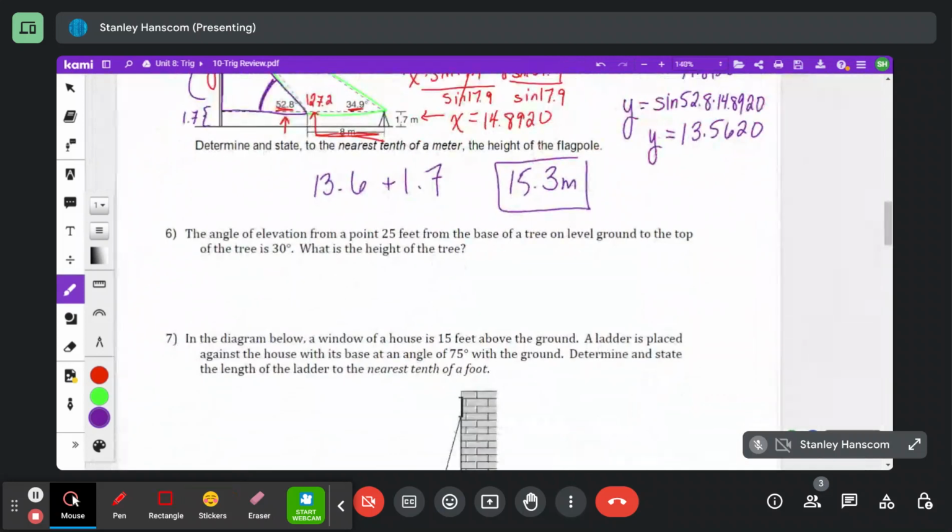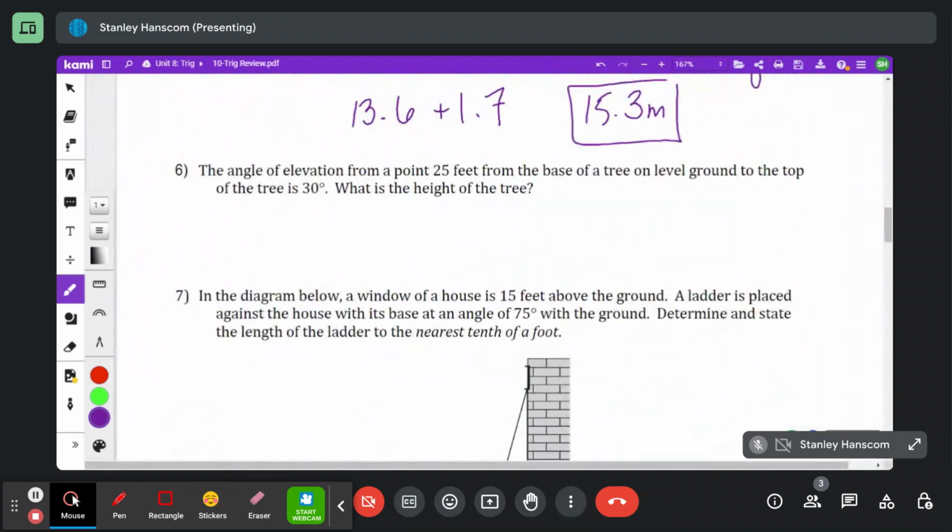Okay. Number 6. The angle of elevation from a point 25 feet from the base of a tree on level ground ends up being 30 degrees. Okay, that is 25 feet along the ground. That will help me find the height of the tree. However, you'll notice there's no rounding instructions because this is one of our special right triangles. So what we are able to do in this case is use the x, x radical 3, 2x ratio.